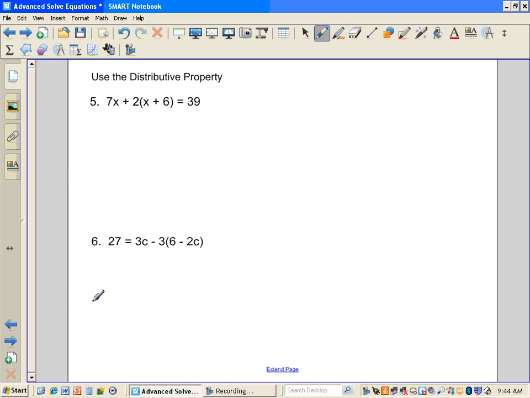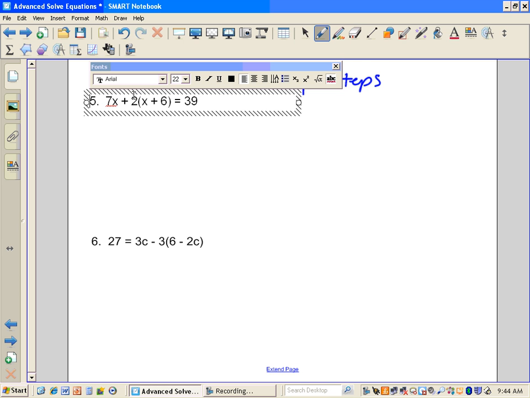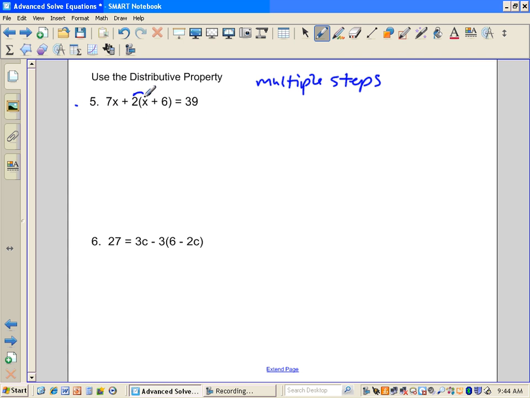So here's where we can start to use the distributive property and combine like terms. So we have to do multiple steps here. If you do the distributive property, remember that means the 2 goes to the x and the 2 goes to the 6. So I can rewrite this as 2 times x is 2x, 2 times 6 is 12, and that's equal to 39. We'll combine like terms first. 7x and 2x, they both have x's. I can combine those to 9x plus 12 is equal to 39.